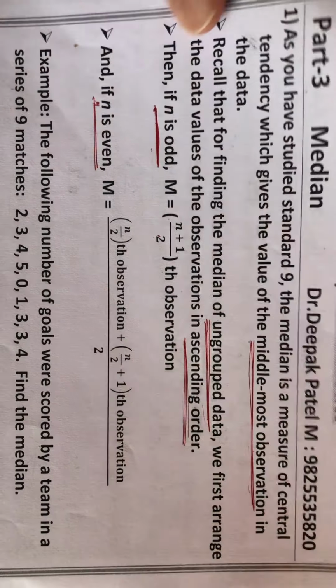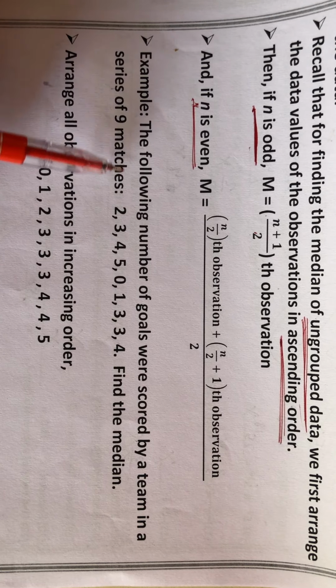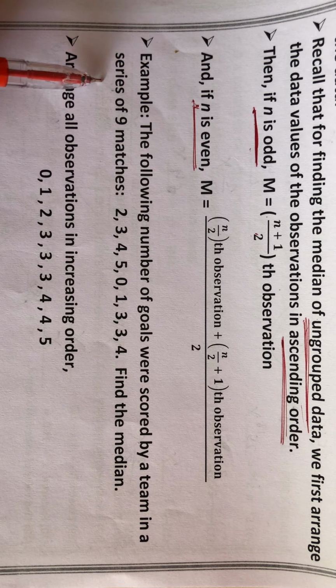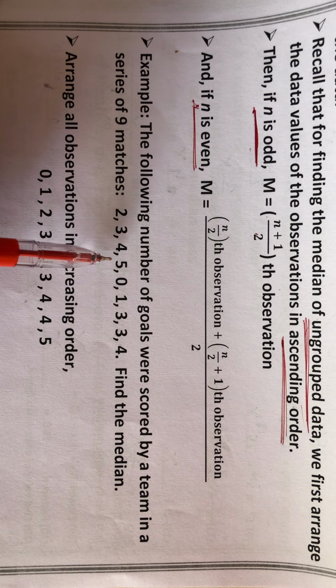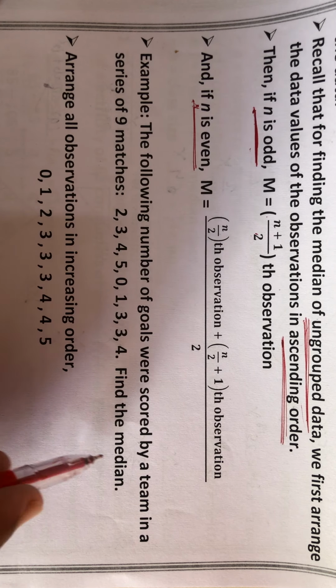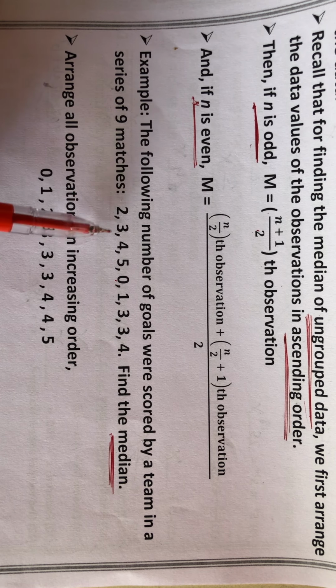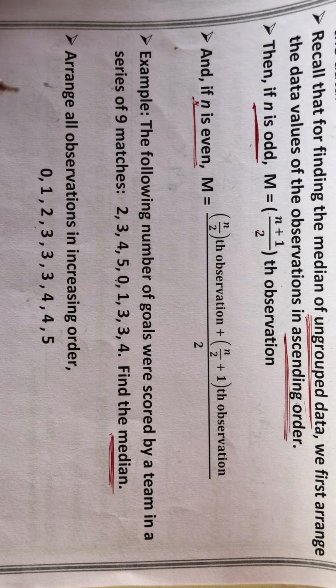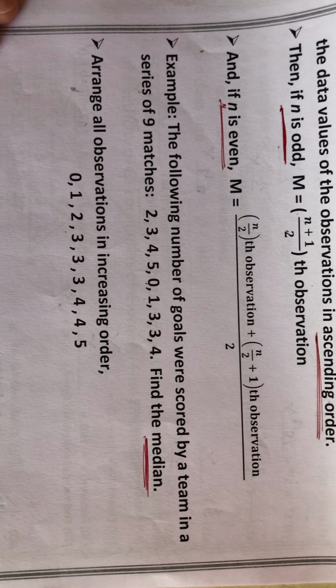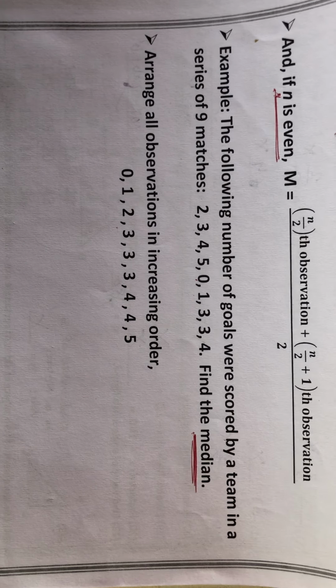Now taking one example. The following number of goals were scored by a team in a series of 9 matches: 2, 3, 4, 5, 0, 1, 3, 3, 4. Find the median. How to find out the median? First of all, most important thing, arrange all the observations in increasing order, that is ascending order. See, first 0, then 1, similarly 2, 3 comes 3 times, write down 3 times, 4 comes 2 times and 5. So all the observations are now in increasing order.